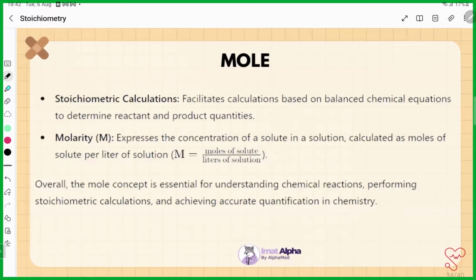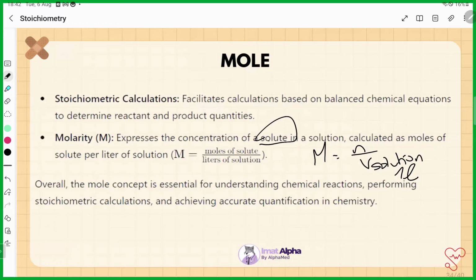Stoichiometric calculations, as we said, according to stoichiometric proportions, you're going to put the number of moles over the coefficients, taking into consideration only the limiting reactant. Molarity is the moles of solute over liters of solution. Molarity is the number of moles over volume of the solution, or number of moles of solute in 1 liter of solution.